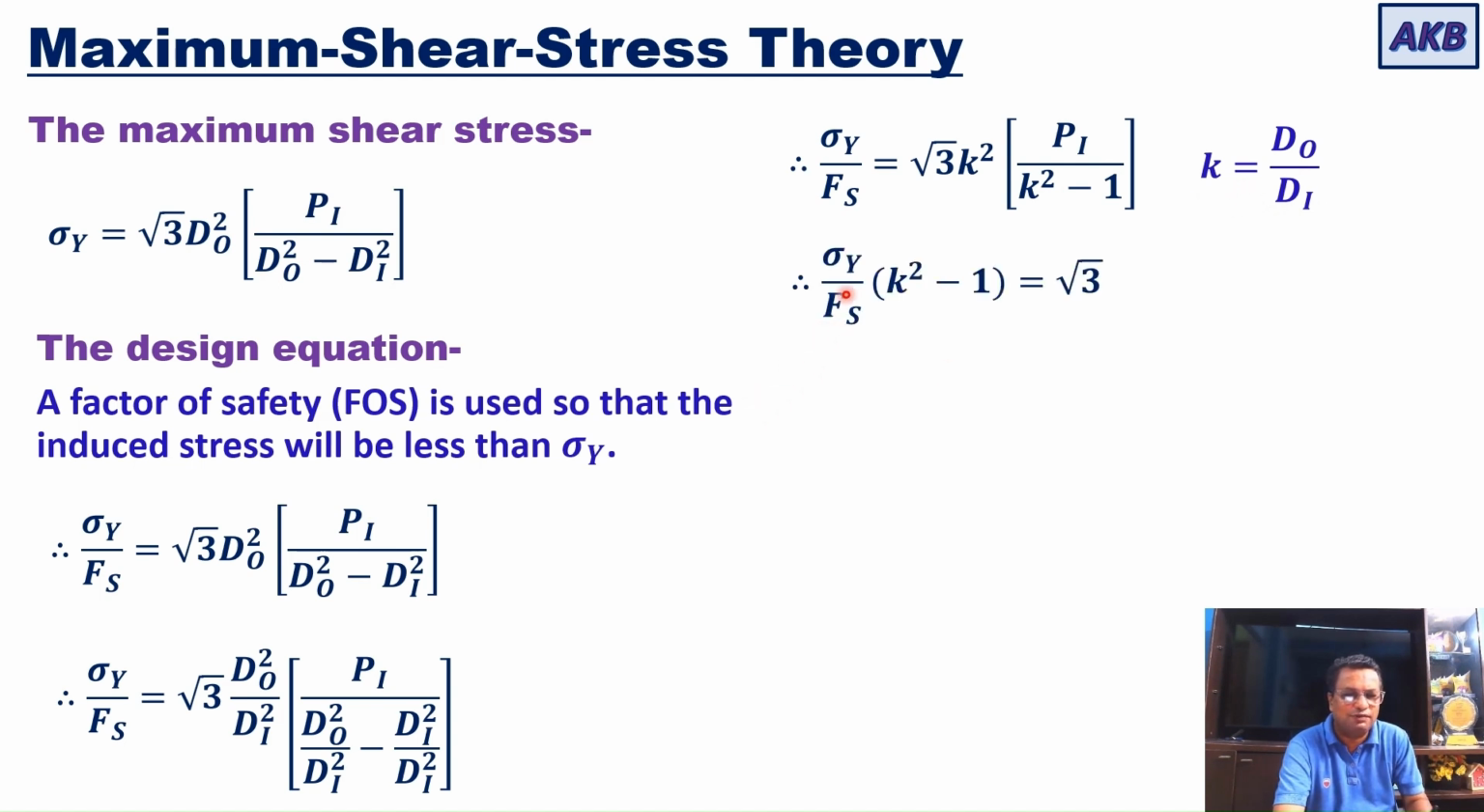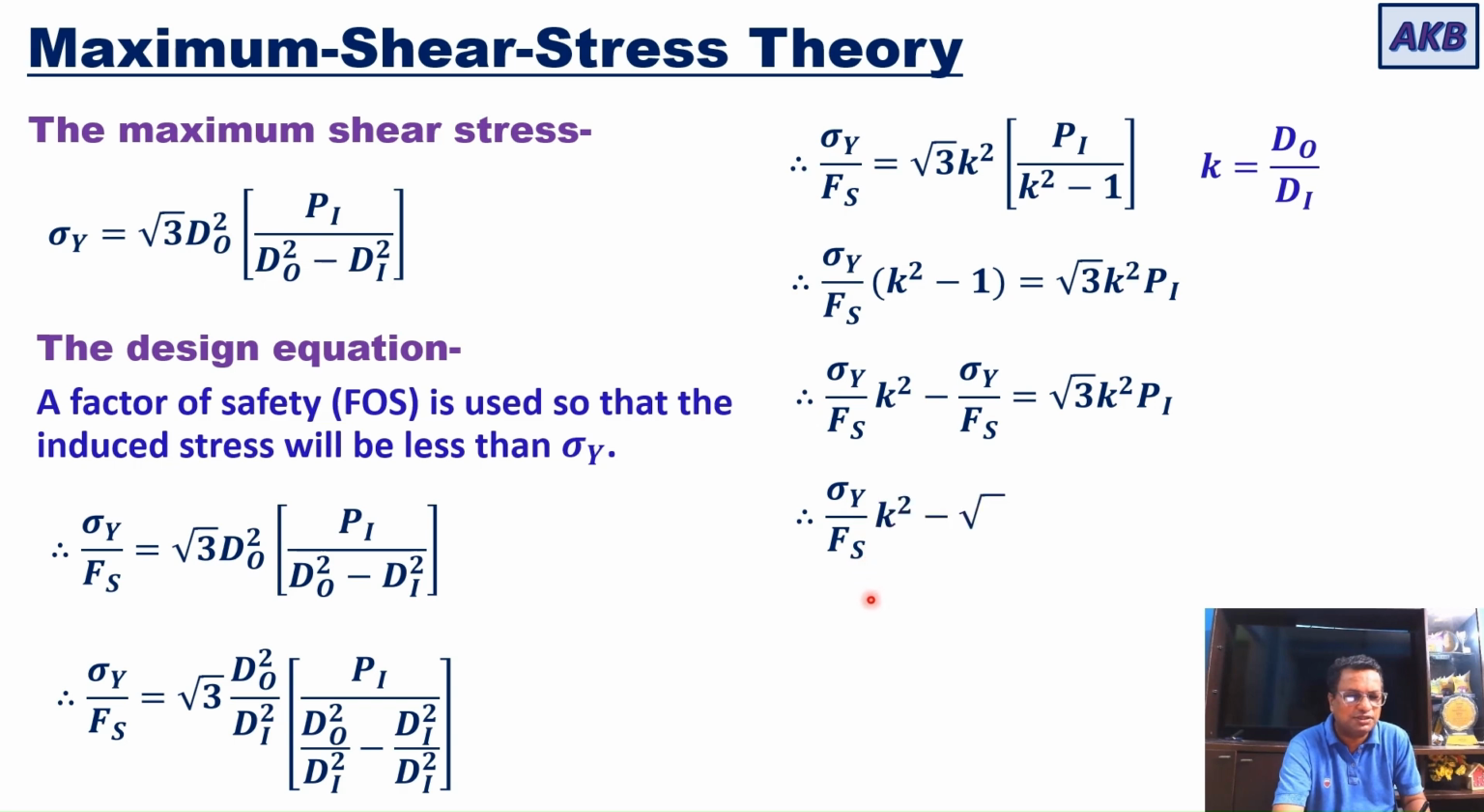That is, sigma y upon Fs is equal to, we will simplify it, we'll bring k square minus 1 on this side. So it will be sigma y upon Fs into k square minus 1, that is equal to root 3 into k square into pi. So if you simplify this further, we will get sigma y upon Fs into k square minus sigma y upon Fs is equal to under root of 3 k square pi. Then we will collect k square terms on one side. So that will give us sigma y upon Fs into k square minus root 3 k square pi, that is equal to sigma y upon Fs. So I have brought this term on this side and taken this term to the other side.